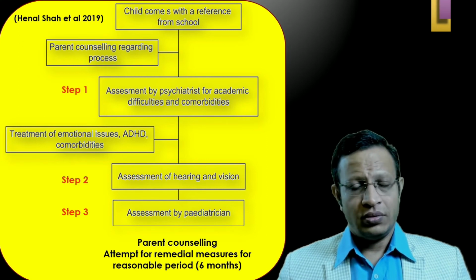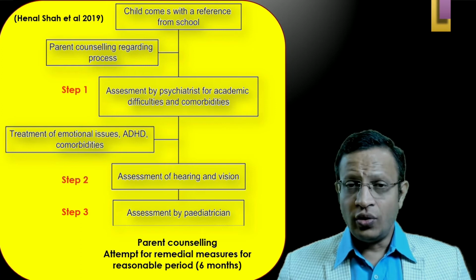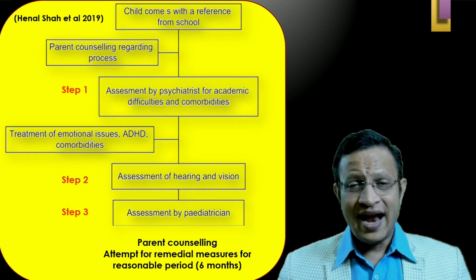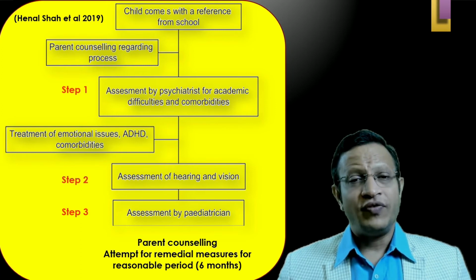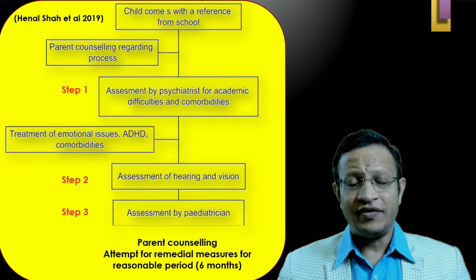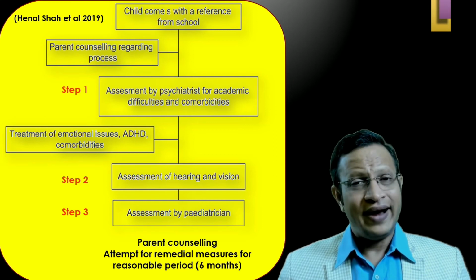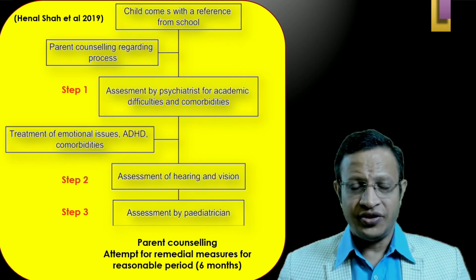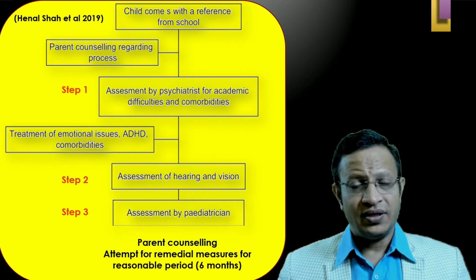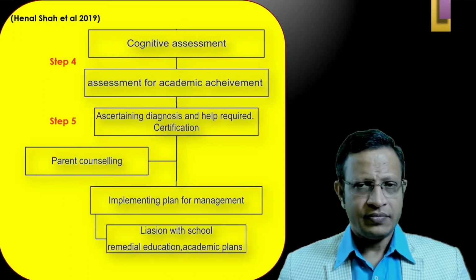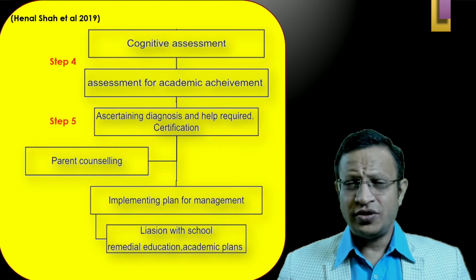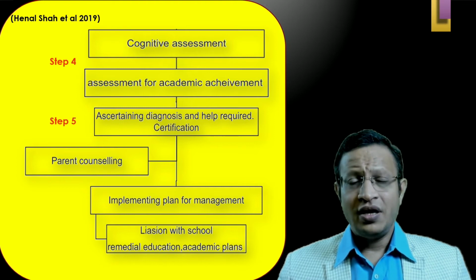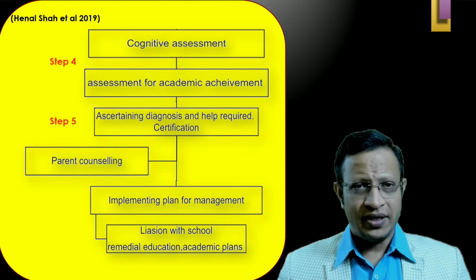So, step 1 is to look for comorbidities. At the same time, step 2 is to look for physical comorbidities, referring to ophthalmology and hearing, ENT, and step 3 is referring to the pediatrician. Before we move further, parental counseling and remedial measures are to be undertaken. Once, after 6 months, if the child still does not improve, then the cognitive assessment should be attempted.